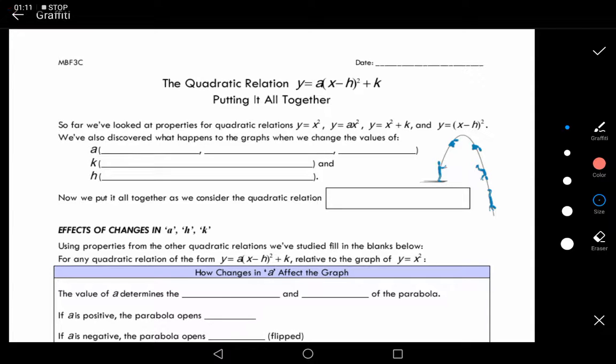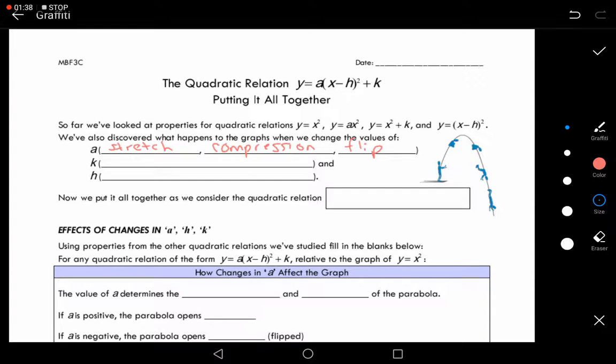So when we change the value of a, we see 3 different things. Okay, we can see a stretch, a compression, and or a flip or a reflection. Okay, so that was part of that note that my screen kind of messed up. That was kind of the summary of that.